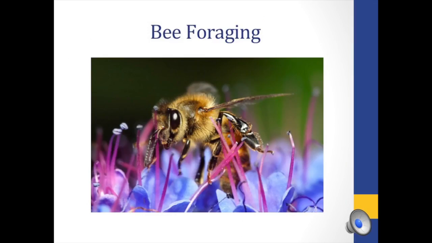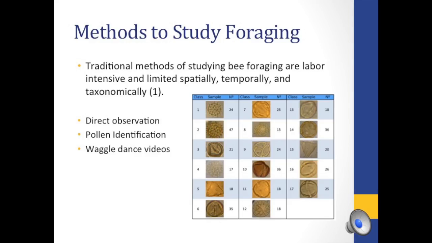Bee foraging. Well, we've talked about this a lot in class, and we know that bee foraging is essentially when a bee just goes from flower to flower collecting pollen and nectar. But how do scientists study that? Traditional methods of studying bee foraging are often extremely labor intensive and really not all that effective actually, figuring out where the bee has been.